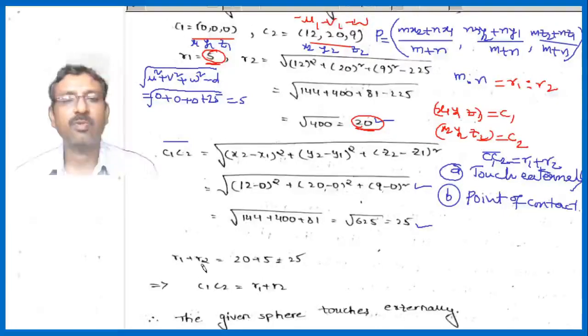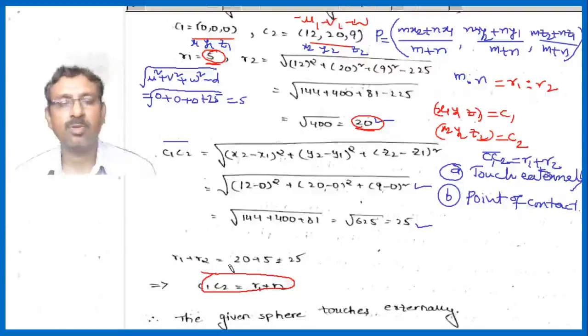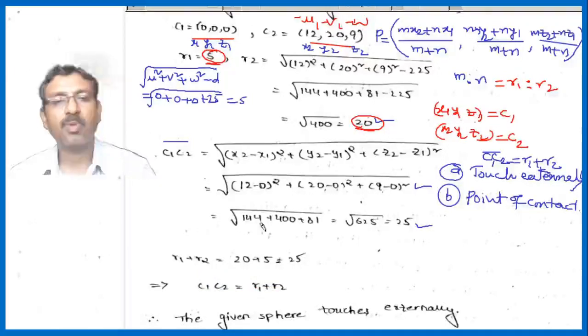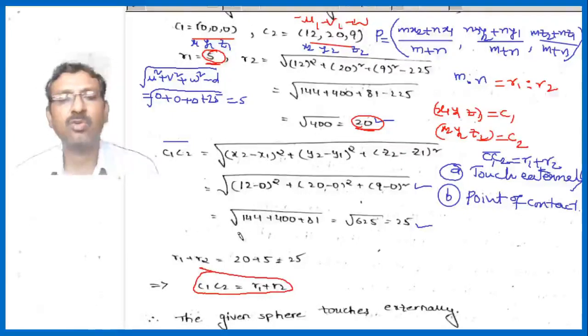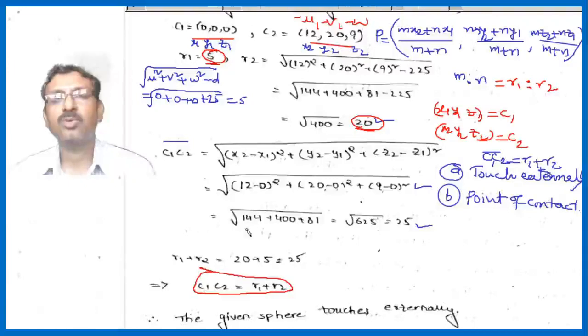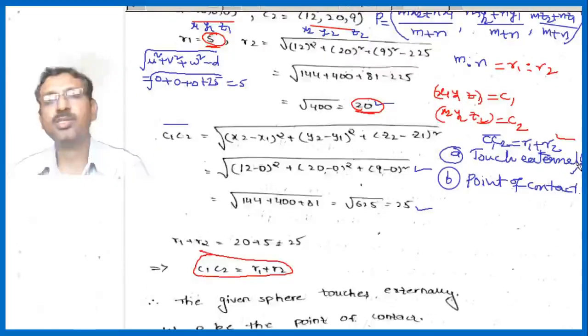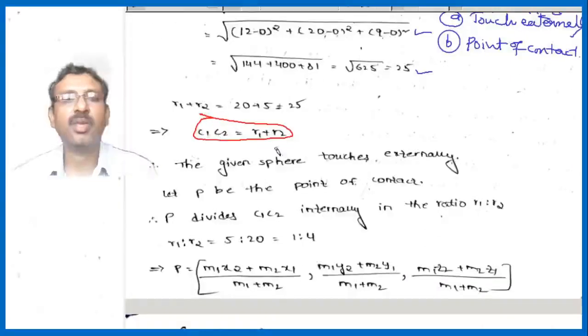Therefore C1C2 is equal to R1 plus R2. Therefore the equality is satisfied, and we can write that the given spheres touch externally.